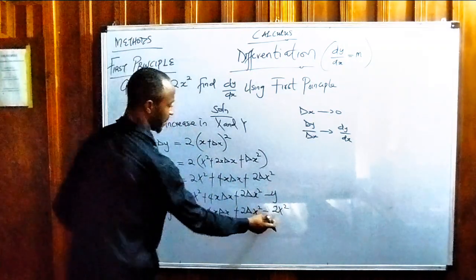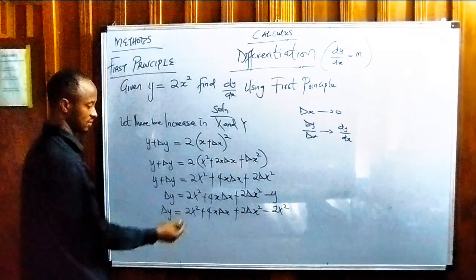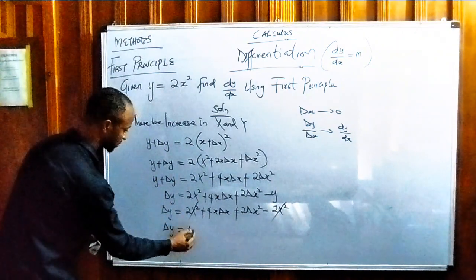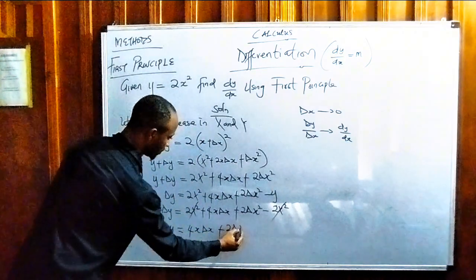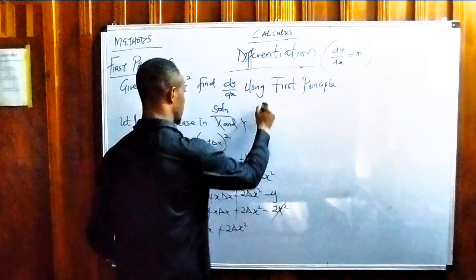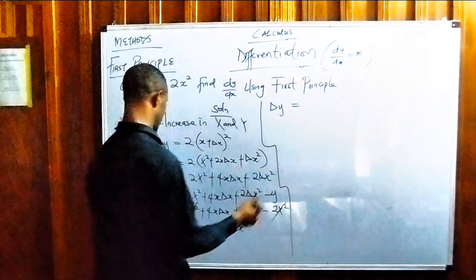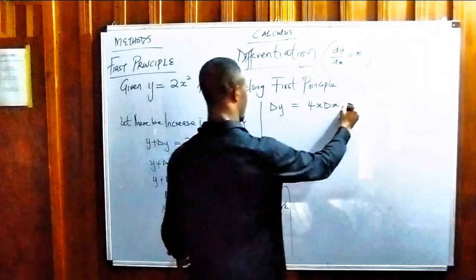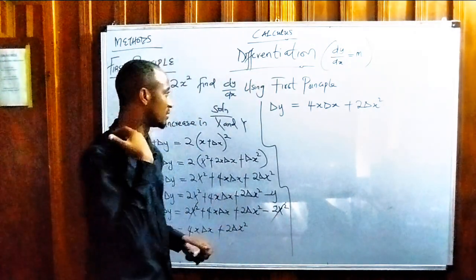Now if you notice, we have plus 2x squared and minus 2x squared. So 2x squared minus 2x squared is 0. These two will cancel out. So remaining, delta y equals 4x delta x plus 2 delta x squared. Okay, we are almost getting to the end of the game.